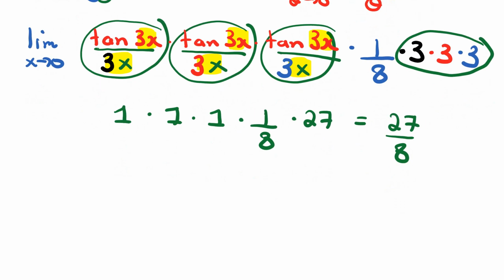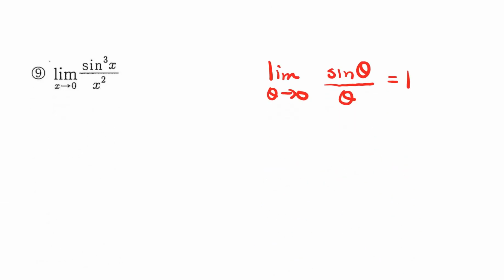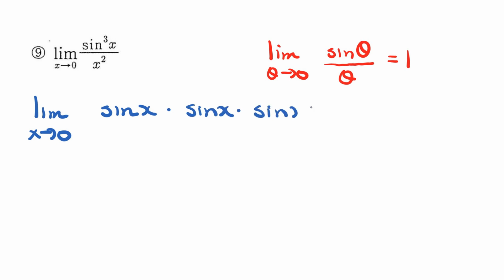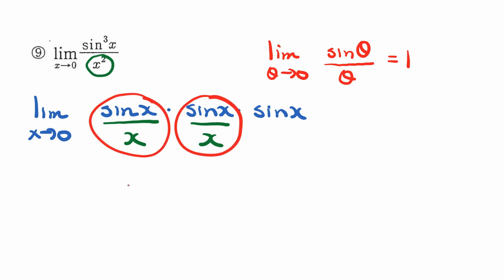Okay, let's move on to the last one here. Sine cubed x over x squared. So yeah, we might have to expand this as well. So I'll expand the numerator as sine x times sine x times sine x. And then there's an x squared there, so just 2 x's now. Okay, so it turns out that these expressions here, as the limit goes to 0, will be 1 times 1.